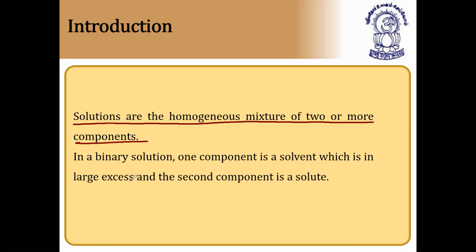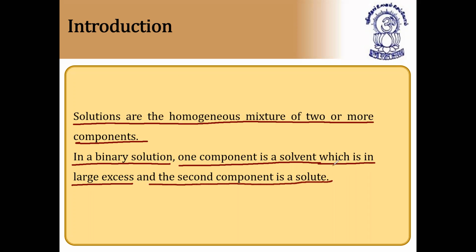So solutions are homogeneous mixtures of two or more components. So it has either two components or more than two components. A binary solution is one which has only two components. One component is called solvent, which is present in large excess, and the second component is solute. So always solvent is the larger quantity and solute is the smaller quantity. In this chapter, we are going to learn more about binary solutions. In a binary solution, one component is solvent, which is in large excess, and the second component is solute. Next.